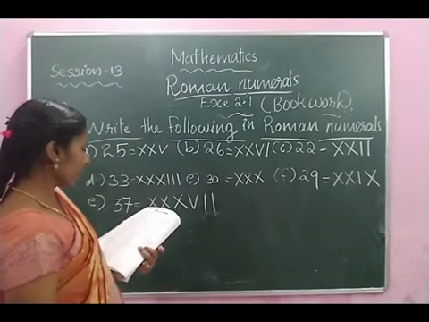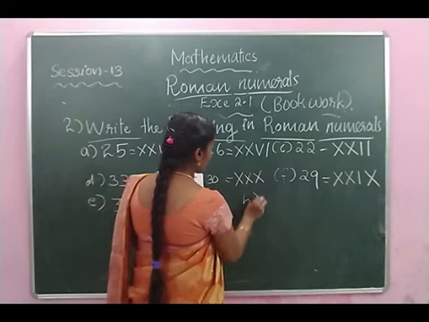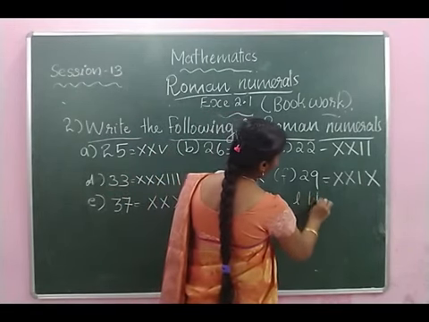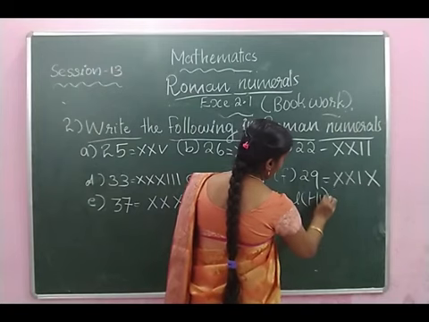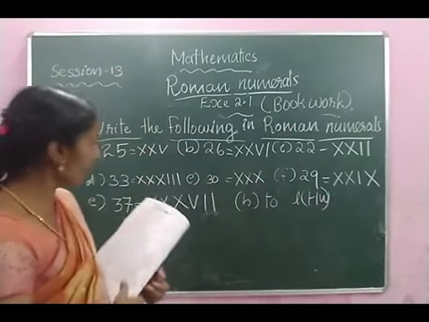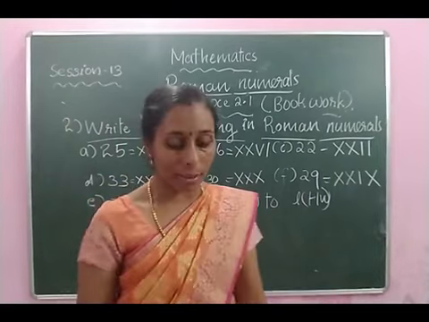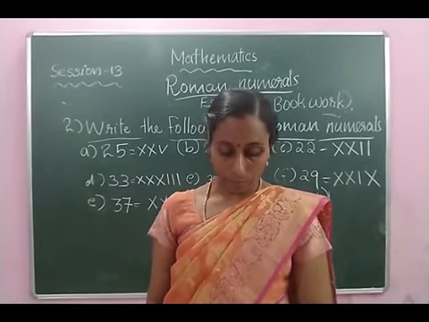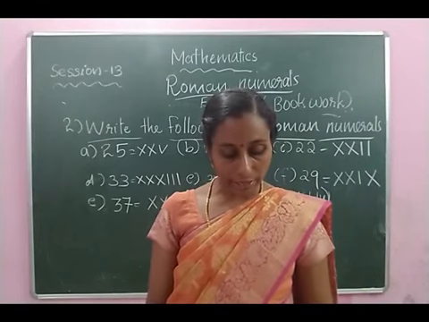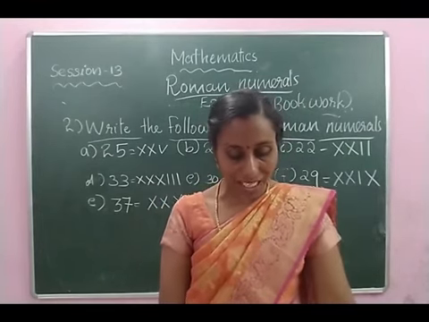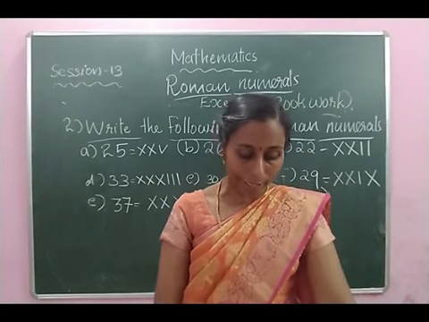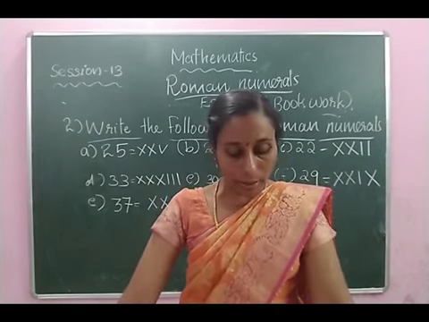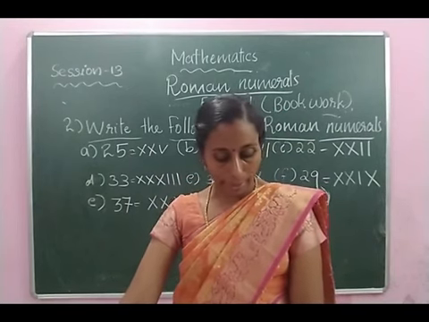37. Then questions H to L, that is your homework. H to L, that is your homework. All this work you have to do in your book. No need to do it in your copy. Today we have completed our exercise 2.1, questions number 1 and 2: convert the numbers into Hindu-Arabic numerals and convert the numbers into Roman numerals.